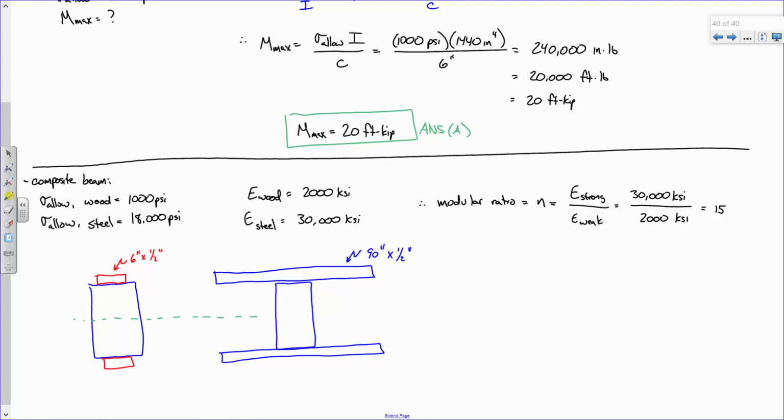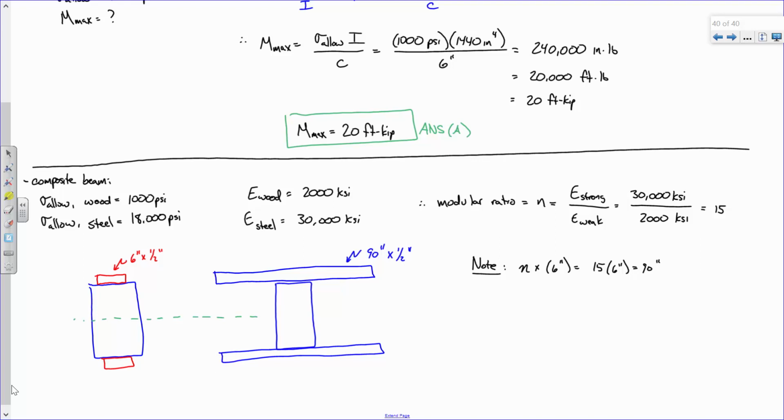Okay. And how did I get the 90? It's pretty simple. Note N times 6 inches is 15 times 6 inches, which is 90. So that's how I got the 90. Everybody okay with that? It's not too bad, right?